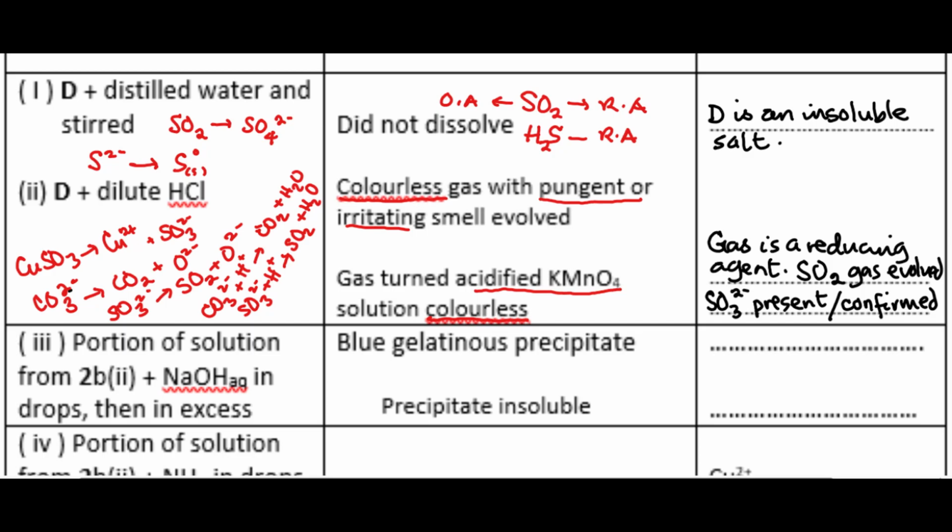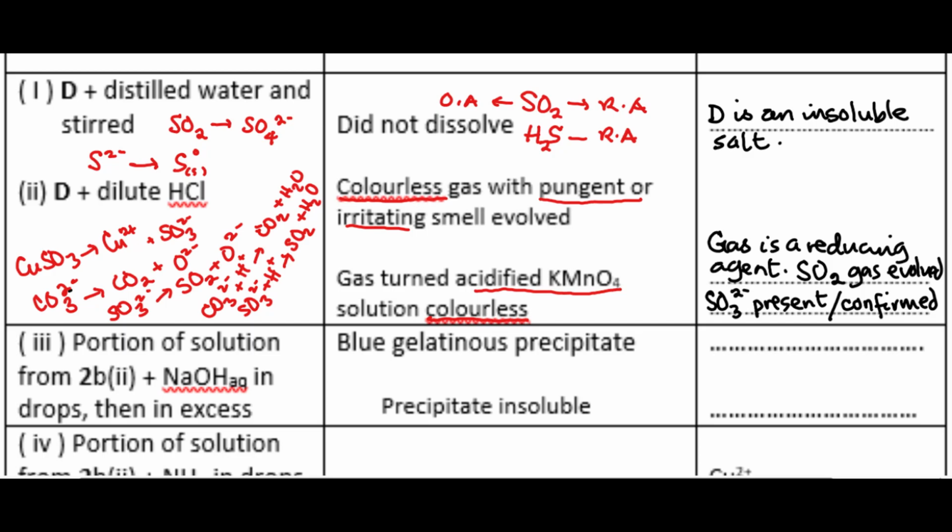So the next question here says portion of solution from 2B II. Now D had dissolved in dilute HCl, right? So we now have a solution of what? D. So you can now use it to carry out further tests. Portion of solution from 2B2 II plus aqueous sodium hydroxide in drops, then in excess: blue gelatinous precipitate, insoluble.